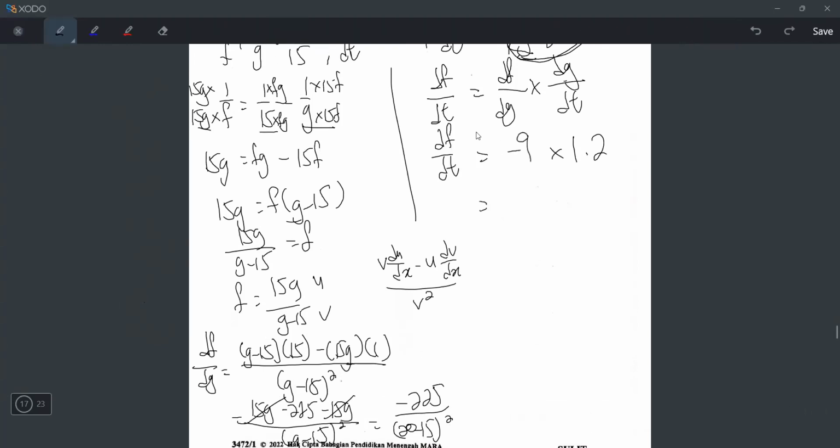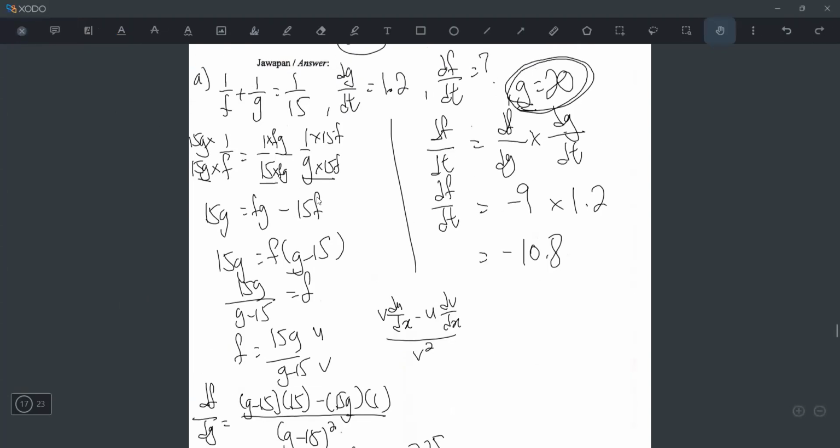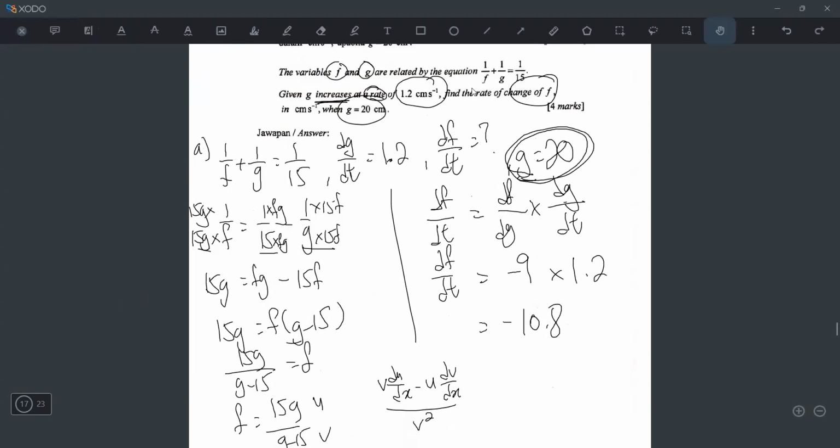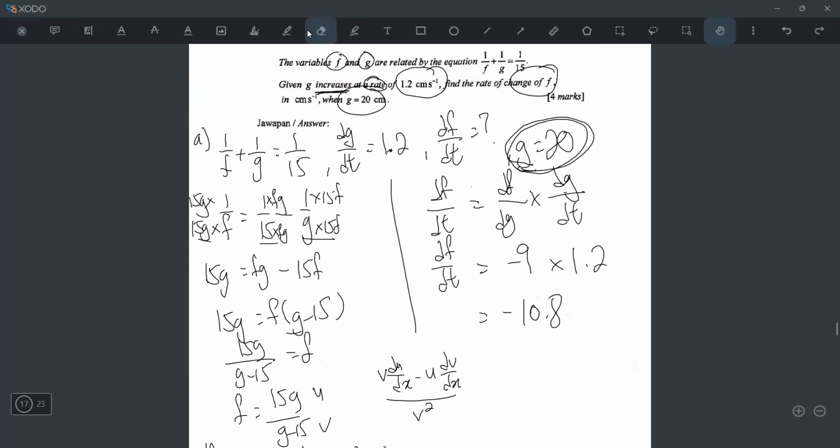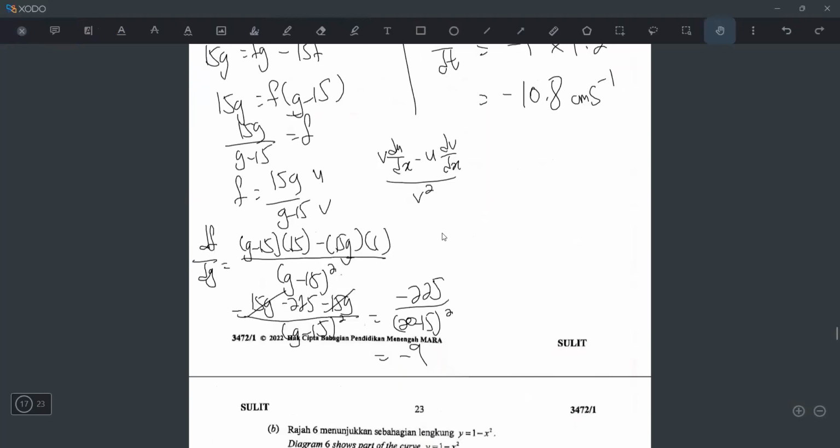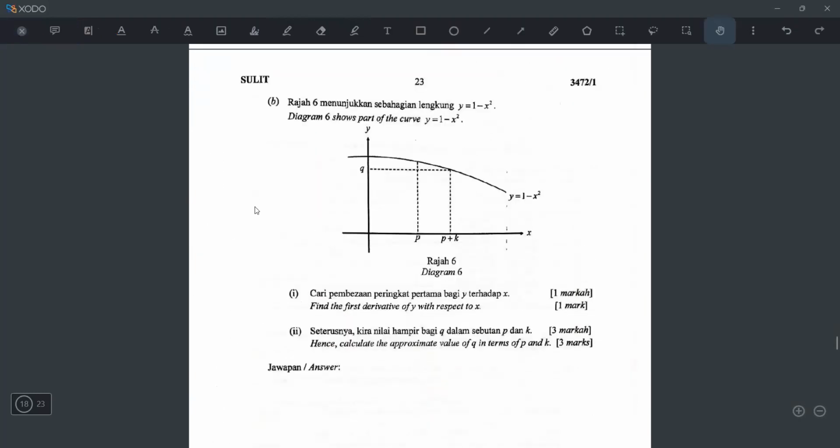So your df/dt will be negative 9 times 1.2. So the answer is negative 54 over 5, or 10.8 if you press the calculator. So the answer is negative 10.8. But don't forget to write the unit. Let's scroll up and see what the unit is. Find the rate of change in cm s minus 1. So you know it's cm s minus 1. Yeah, that's the answer. So that's the explanation for 12A.